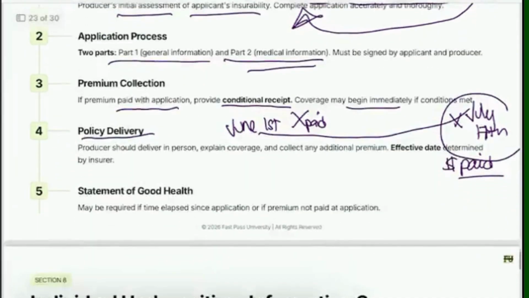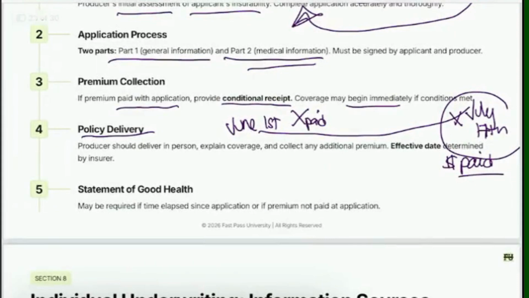So, all right. Once the agent comes back to deliver the policy, if it's been a while, they may require a statement of good health. Okay. Along with the premium if it has not been paid. So, all right, cool. Policy's good, but you need to sign this paper that you're still in good health.